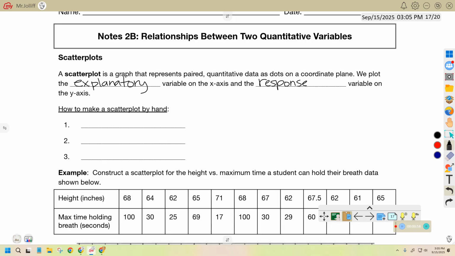Assuming I have already identified my explanatory and response variables, I have a blank space on my paper. I want to construct a scatter plot. What's the first thing I should draw? Draw some axes. Very good. We're going to draw and label our axes.